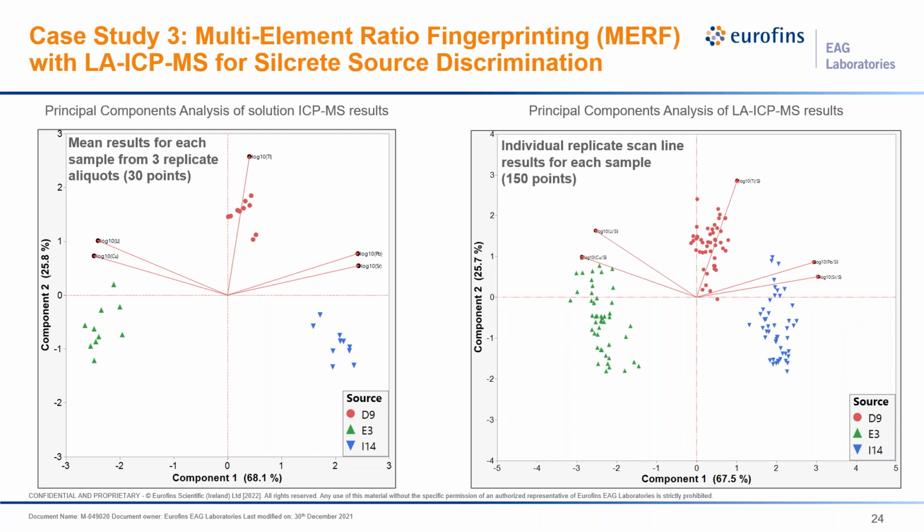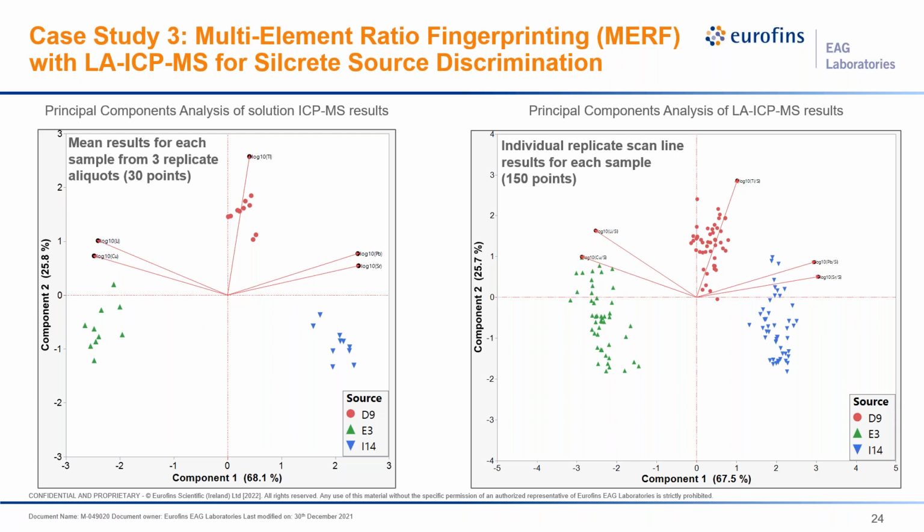So what you're looking at here are data points representing those 3 sources of silcrete. On the left, you can see 3 replicate aliquots turned into mean results. So they've been averaged, so there are 30 points on that plot, and you can see that the 3 sources, indicated by the different colors and symbols, are non-overlapping. They're very clearly discriminated by the solution ICP-MS data using the 5 elements that were included in this PCA.